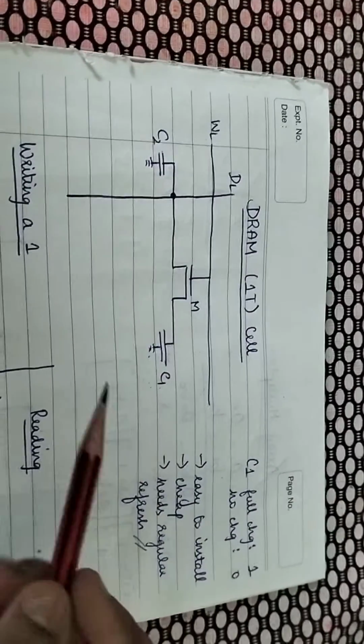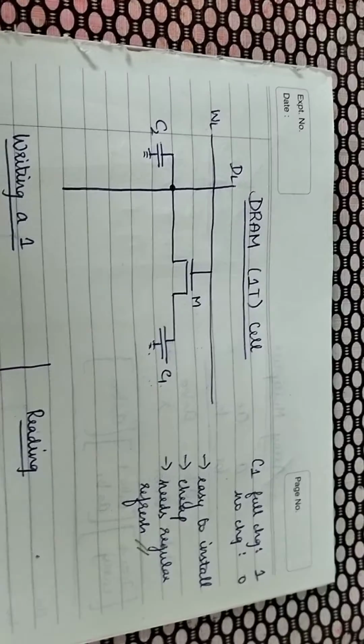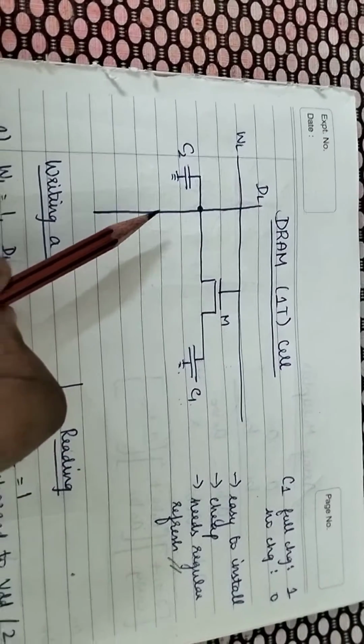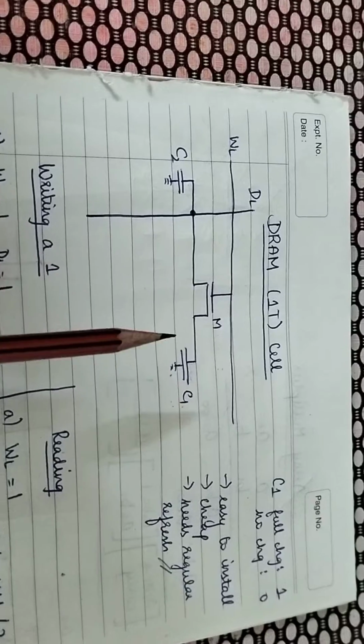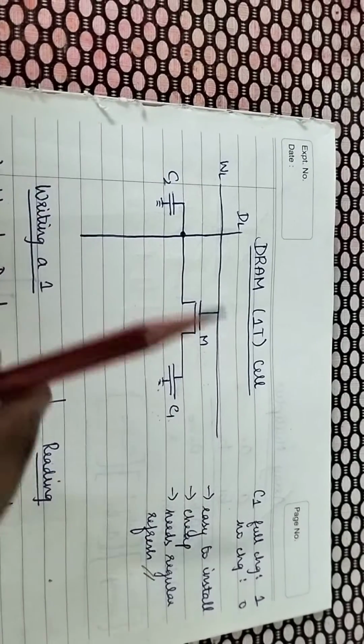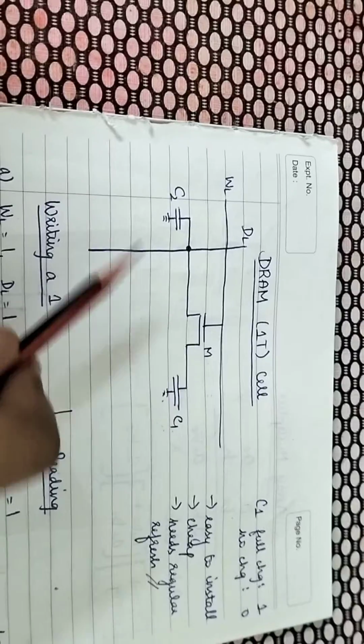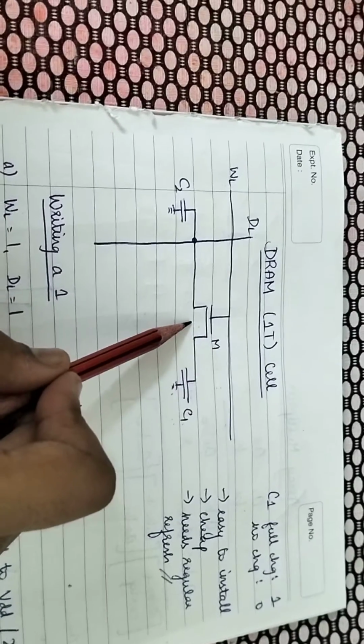So let us take a quick recap of the structure, and then we'll look at the working, which will help us understand this better. We have two lines, the write line and the data line. If current is flowing through either of them, then the respective line is said to be high or 1. If not, it is low or 0. The data line is connected to a transistor.